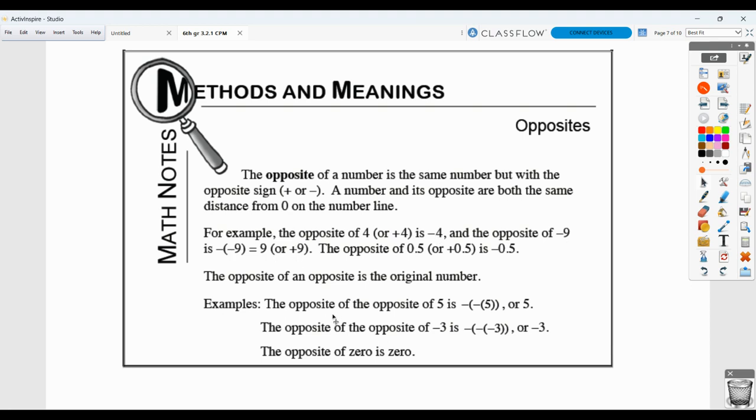But when you have something kind of unusual, like the opposite of 5, well, here's the 5, here's the opposite of 5, and now we're taking the opposite of that. So that's why we're getting back to 5. Again, same concept here, the opposite of negative 3. Here's negative 3, here's the opposite of that, and then we're taking the opposite of that. So you end up back at negative 3. And of course, the opposite of 0 is just 0.